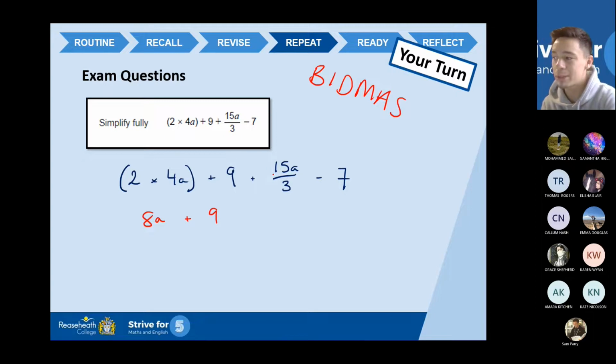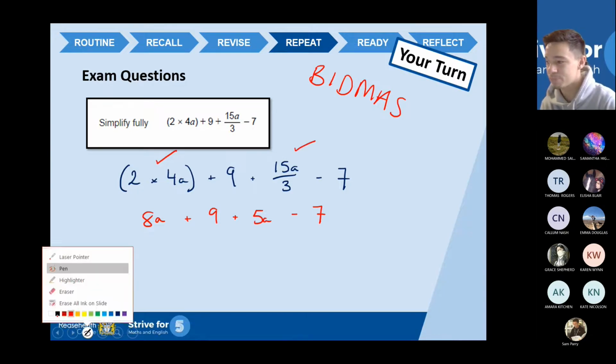And then plus 9. Now, I can see this is a division, okay? So what I'm going to quickly do, I'm going to quickly do 15a divided by 3. So imagine you've got 15 apples. You share it between 3 people. How many apples do they get each? Well, it's essentially going to be 15 divided by 3, which is 5. So it's going to be plus 5a. So what we need to do is actually just solve this little sum here. Solve that sum, and then boom, look at that. 1 mark for this, and then a second mark for that.